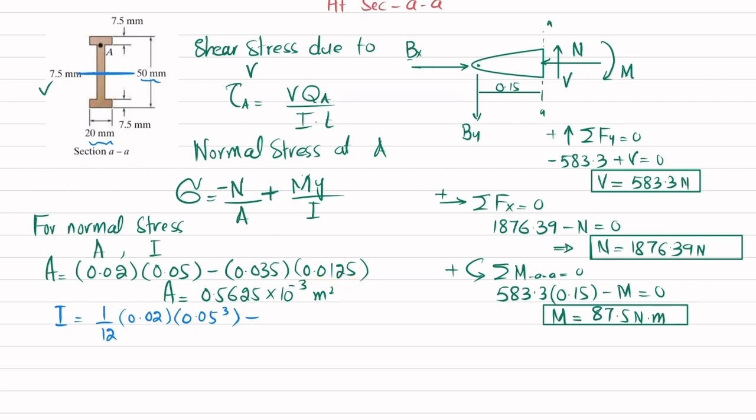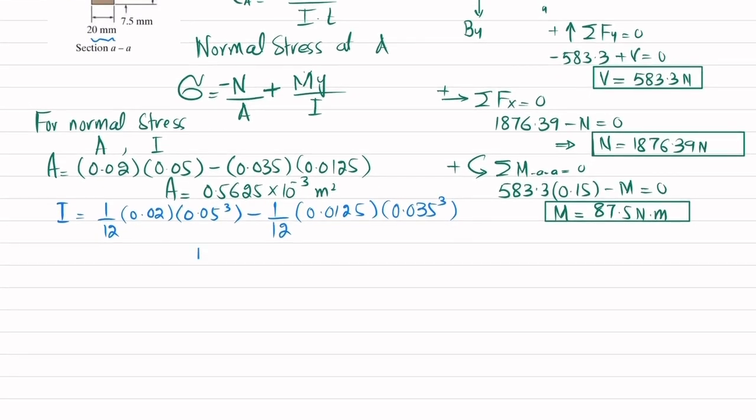So minus 1 over 12, breadth is 0.0125, and height is 0.035 meter, and it will be cube. So when you solve this, you will get the moment of inertia comes out to be 0.16367 into 10 raised to power minus 6 cubic meter. Now you have A and I, so you can put in this formula.